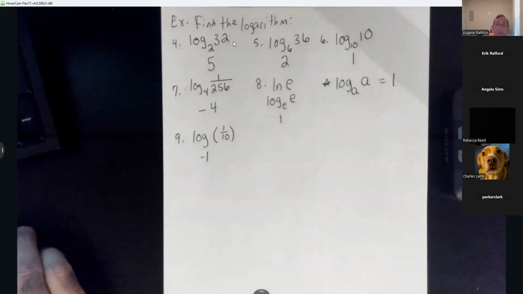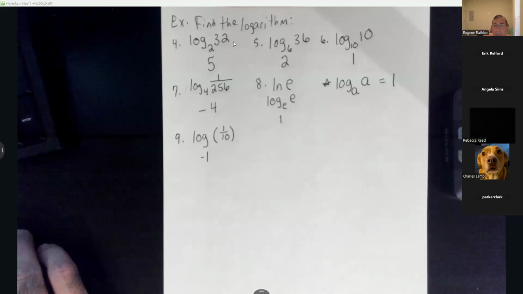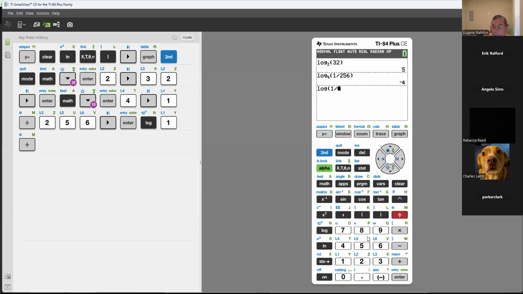Y'all, let me go. I can use the front of that on that calculator. I can just punch in log and do 1 divided by 10. Hit enter, and I get my -1, okay?